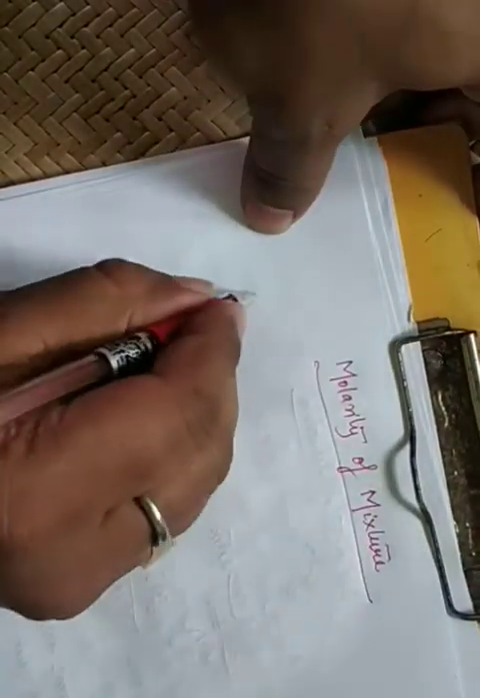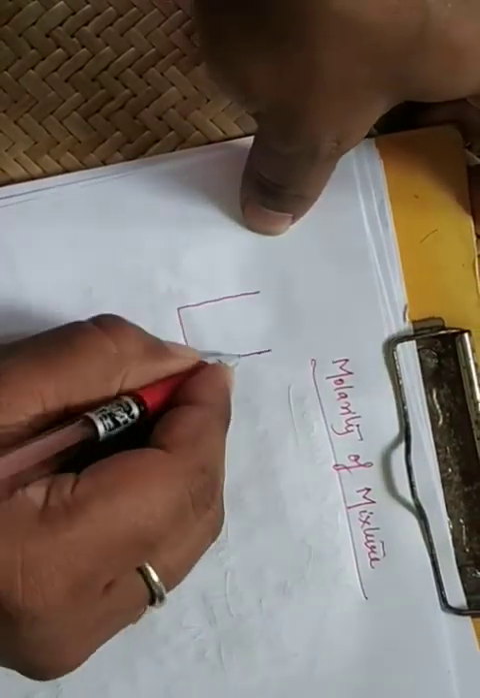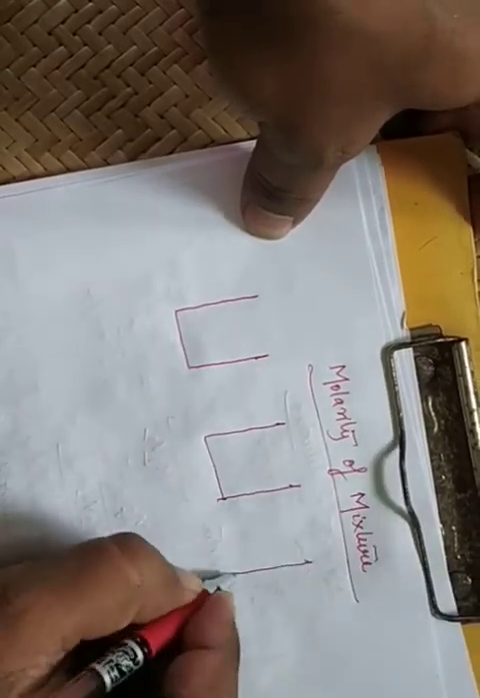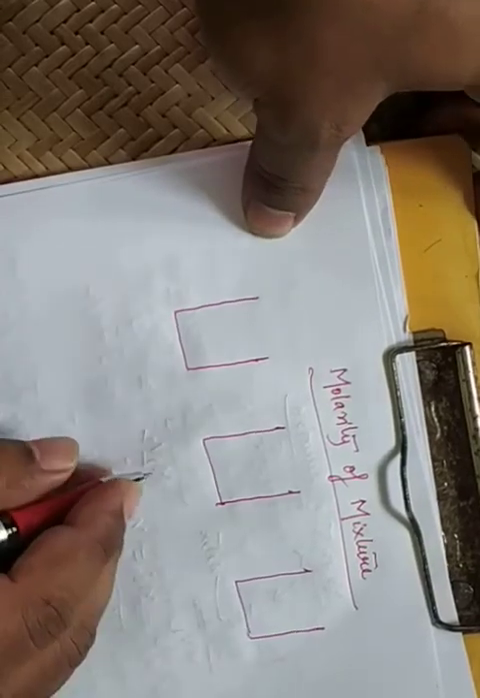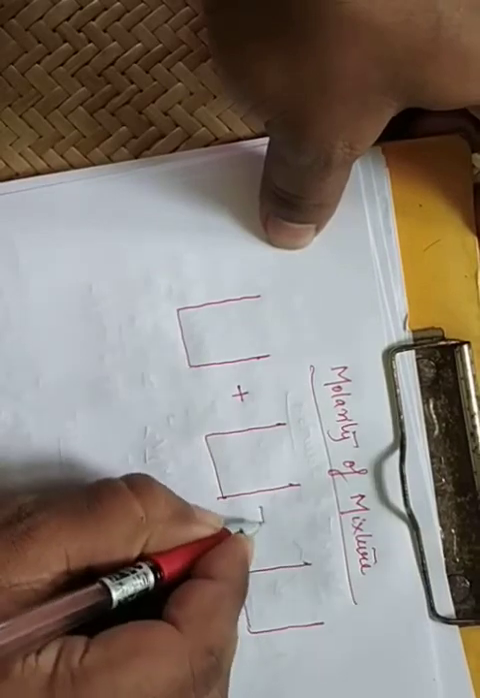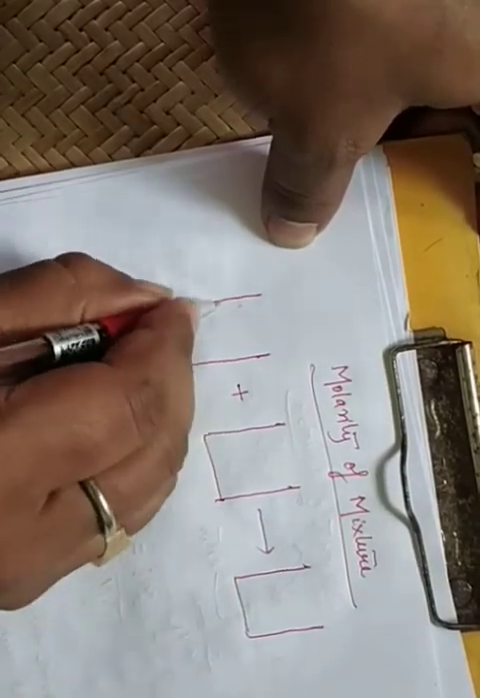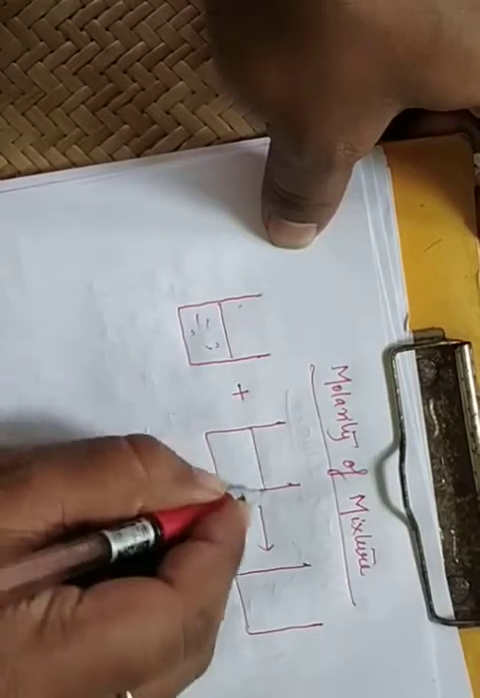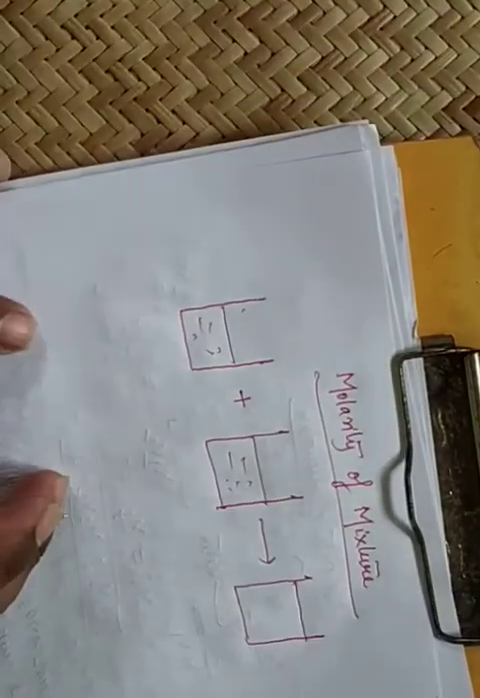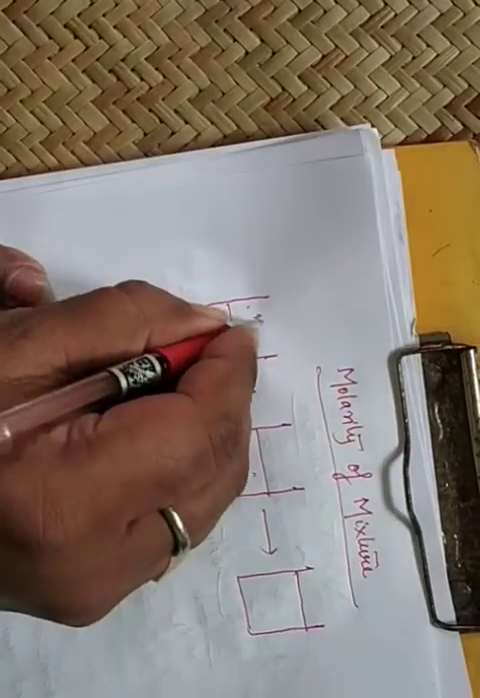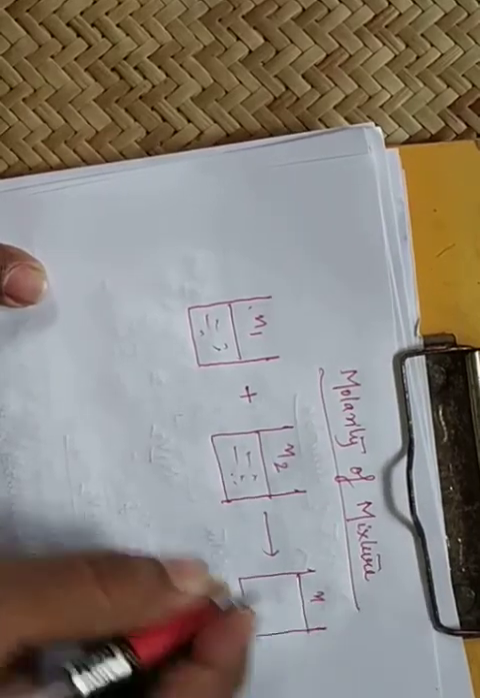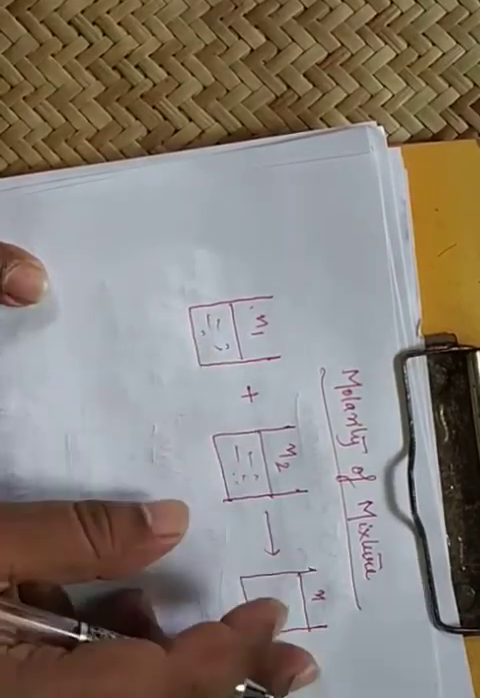Okay, suppose you have 3 containers: 1, 2 and 3. Now here is the number of moles of N1. In this case there's N1 moles, there's N2 moles, and there is N final moles. N1 plus N2 is equal to N.